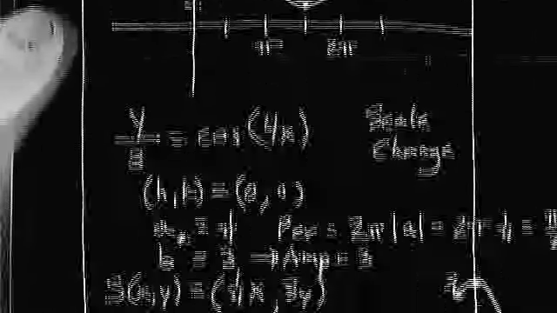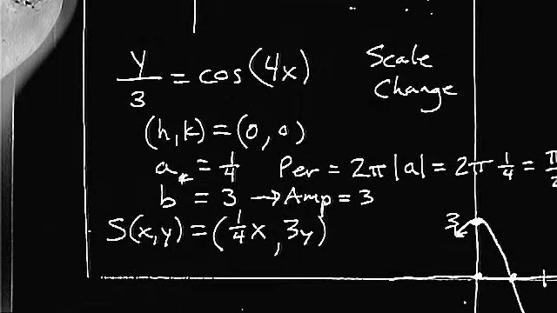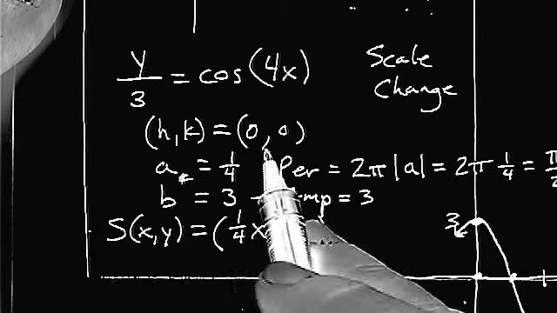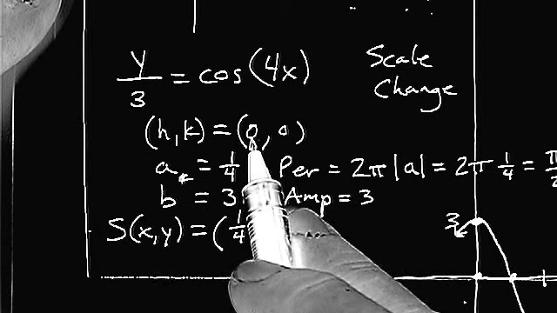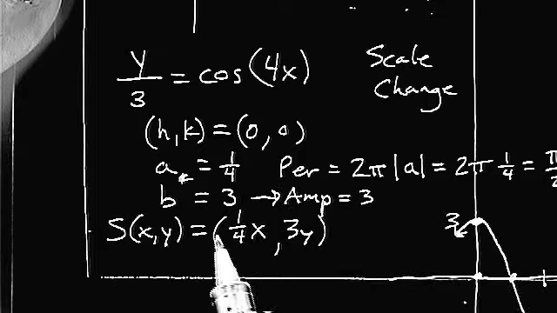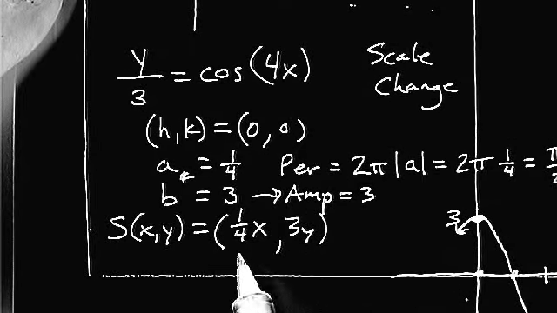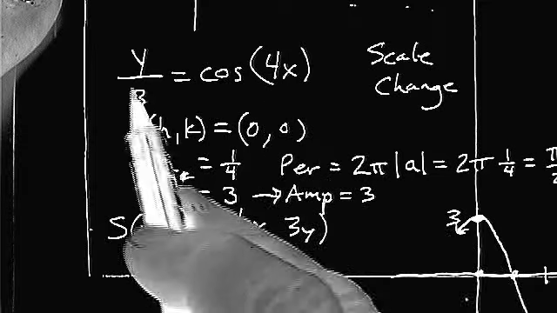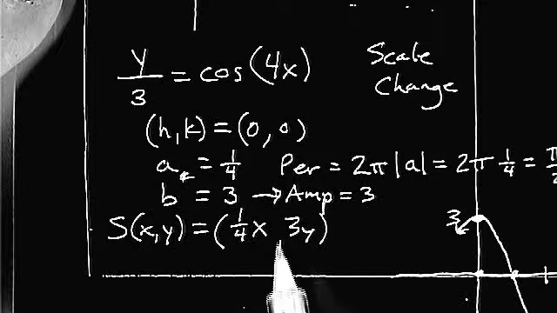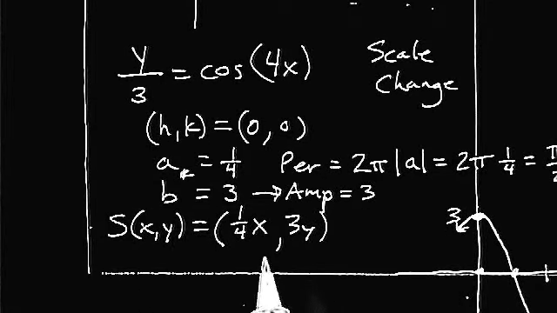What if there was a scale change? We talked about this one in class. We talked about how HK sits at 0, 0 for this because there's been no translation. Based upon the rule states what you would use in order to get rid of the 4 and get rid of the 3 and get back to just x and y. And that would be 1/4 x and 3y.